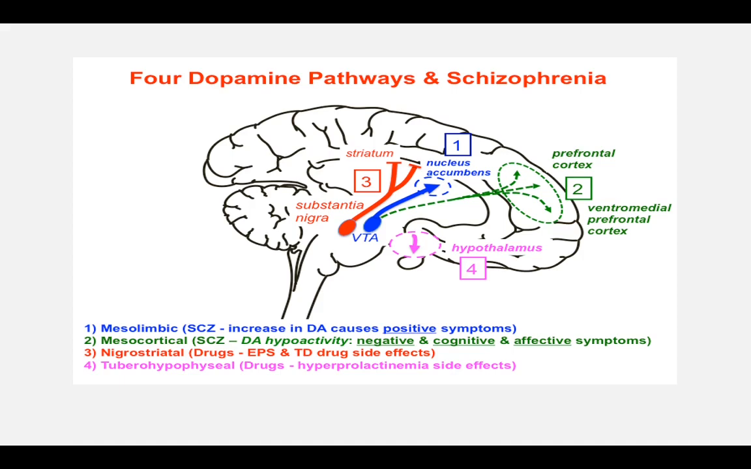infundibular pathway, which has a relation with prolactin, again drugs produce hyperprolactinemia, which is a side effect of the antipsychotics. Why? Because these drugs act on this. So you cannot be sure that when we give the drug, it will act here and not affect this side or that side, because if you see, this whole pathway is very closely related and intricately connected inside the brain.